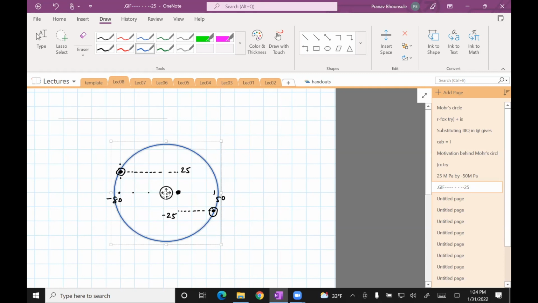Okay, that looks okay. Okay, now I can draw the axis. This is my x, sigma, and tau.